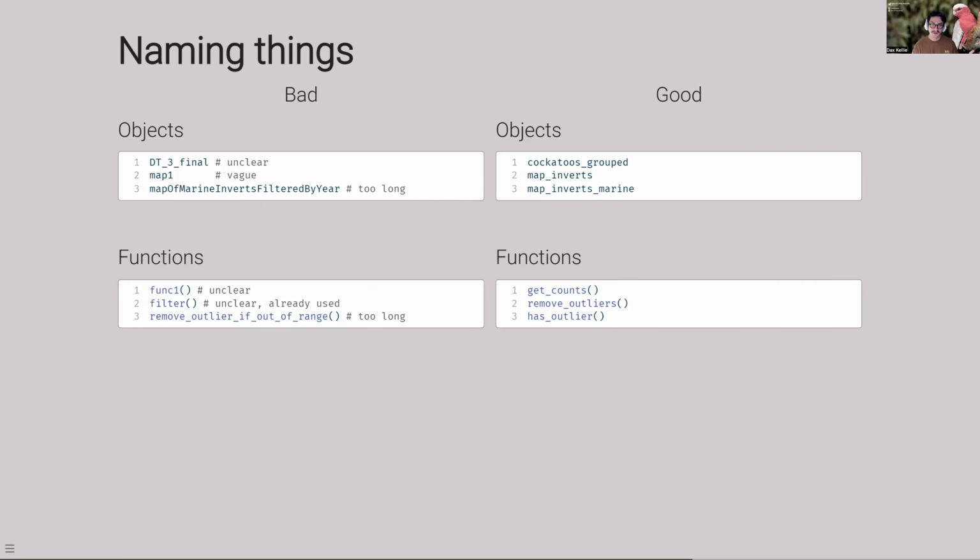The same pretty much goes for functions. Be clear with what they're doing or avoid ones that already exist. And in general, your function name should start with a verb and say generally what they do. So, get counts has an outlier. When you write functions that are like that, it makes your code far more readable when you're applying them.